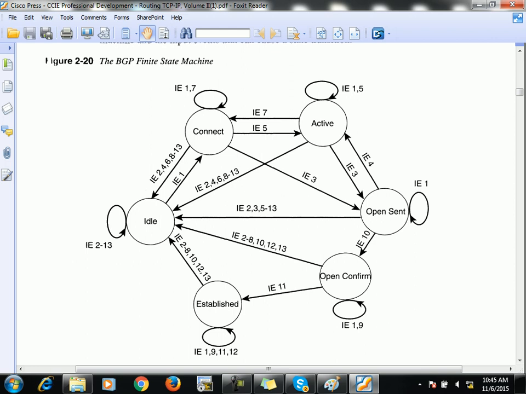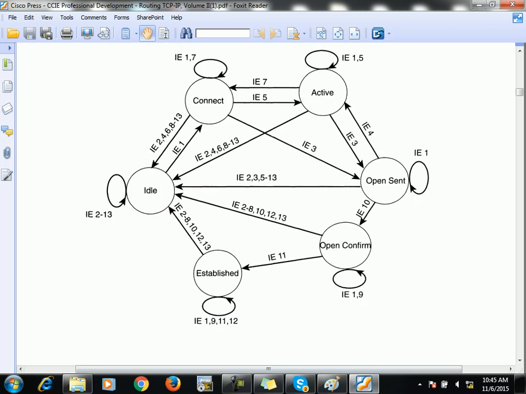So if someone asks you how you will verify in BGP that your TCP connection has been established successfully, you will simply tell them that if the BGP neighborship has moved into open sent state, it means the TCP connection has come up successfully, right? So this is the meaning of open sent state. Now in open sent state, input event 10 will occur, and it means that it has sent an open message.